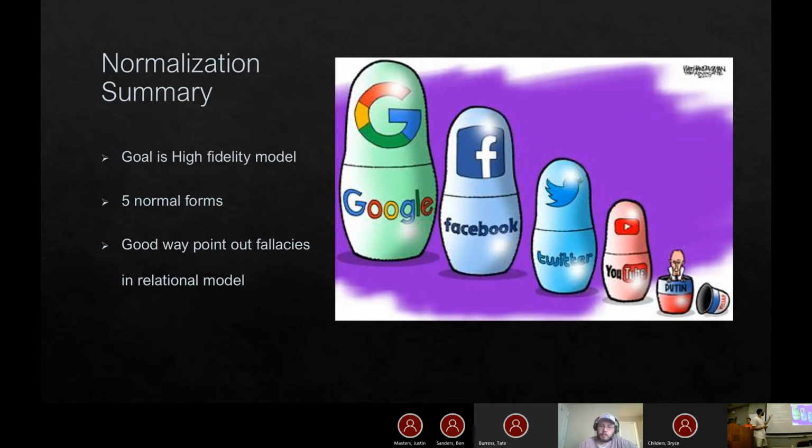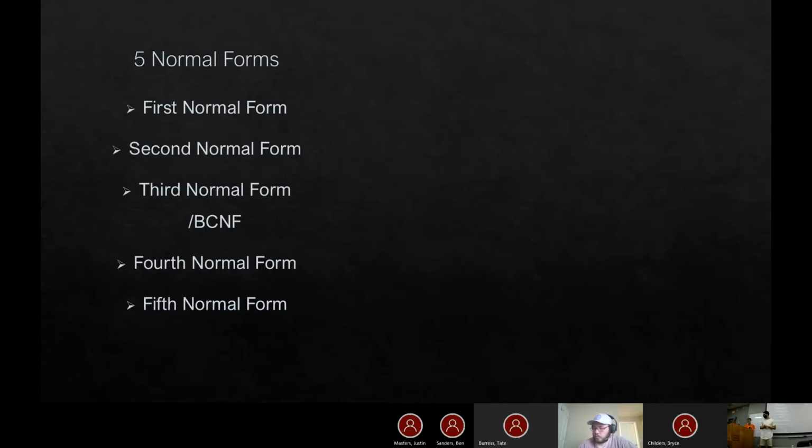And here we've got the 5 goals. There are 5 normal forms to normalization, and it is a good way to point out fallacies. If you don't fit all these forms, you're going to have insert anomalies, update anomalies, and delete anomalies. It's often equated to a Russian doll, with forms each connected to each other, and the smallest form is first normal form. Next slide.